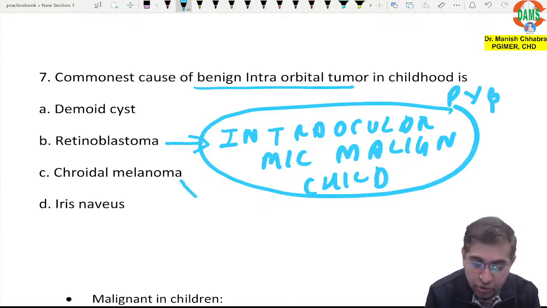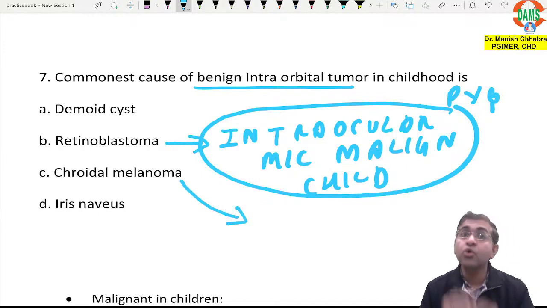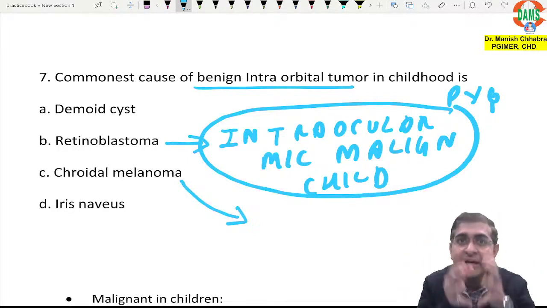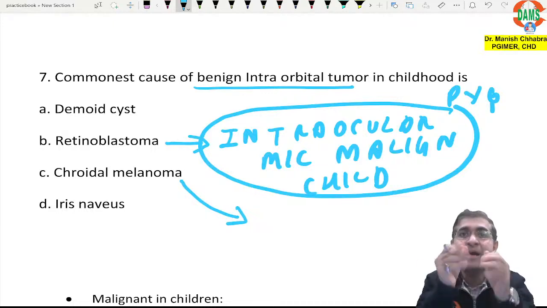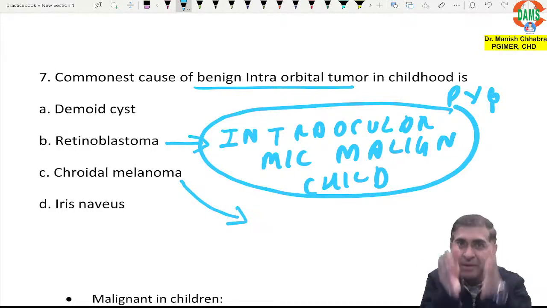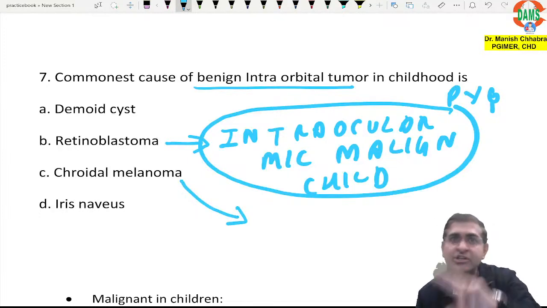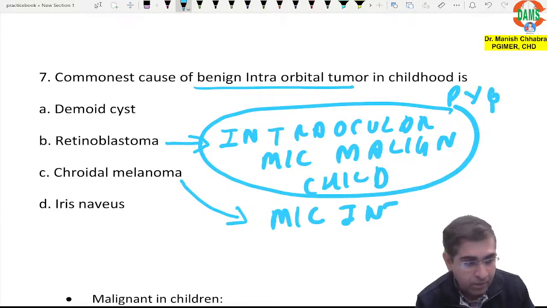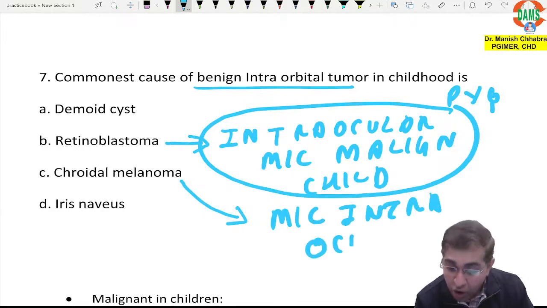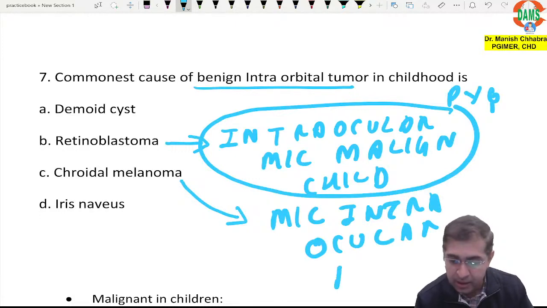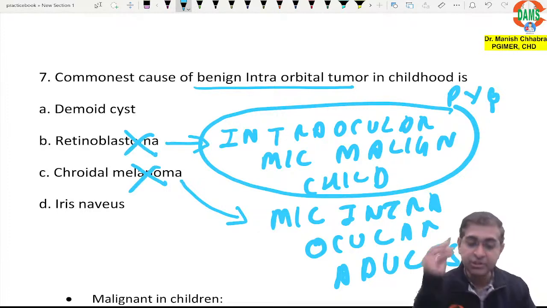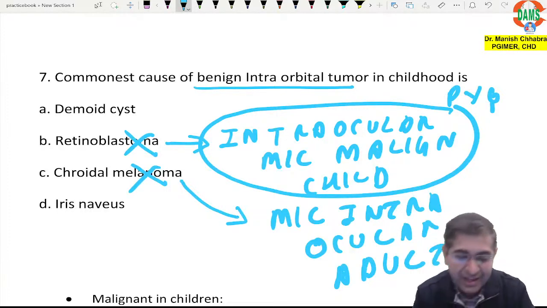Now, what about choroidal melanoma? Choroidal melanoma means it is present inside the choroid. The choroid is not present inside the orbit, my dear friends. It is present inside the eyeball. So will it be intraorbital or intraocular? Again, this is your most common intraocular tumor in adults. This cannot be it either. These two cannot be the answer.